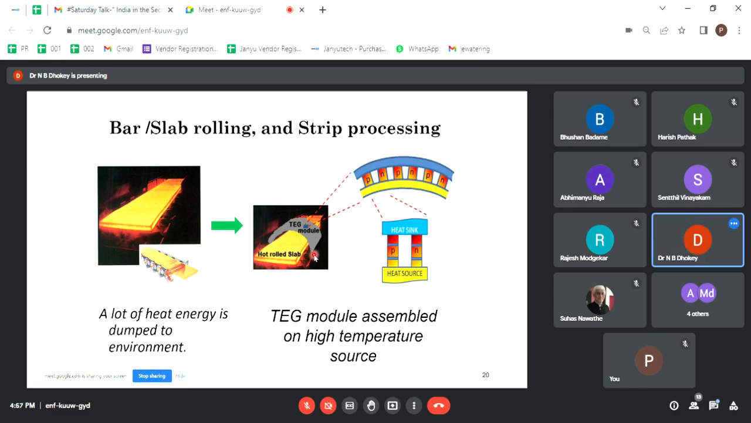So what can be done is you can have an arc here and all those semiconductor modules can be fitted in this manner. So you can receive this heat from this source and then convert it into electricity. This is the model wherein you can have the p-type semiconductor and n-type semiconductor, and you can make use of the Seebeck effect in converting the waste heat into electricity. This is what is called a thermoelectric generator.